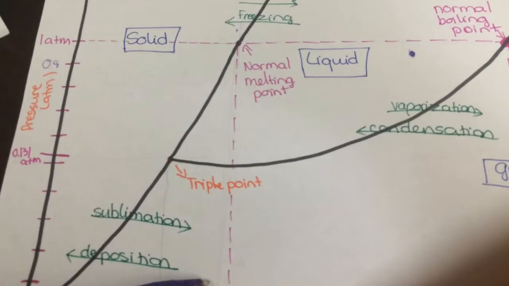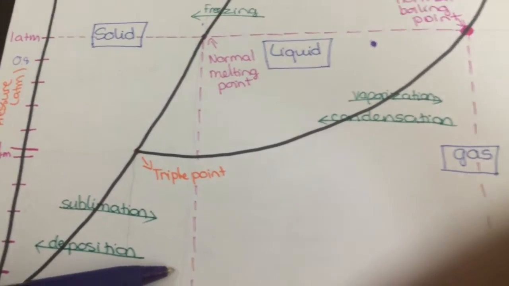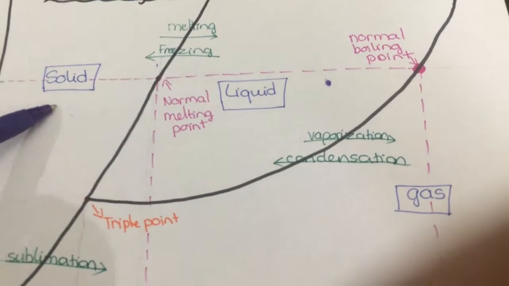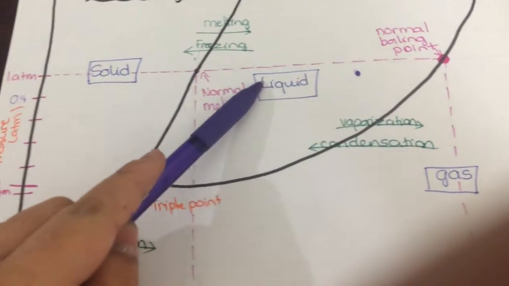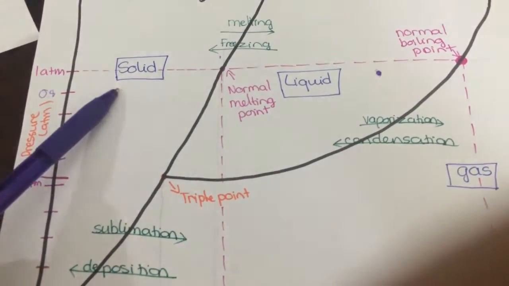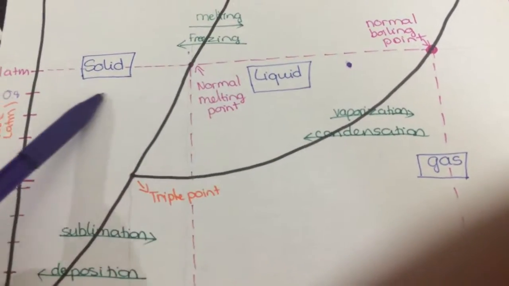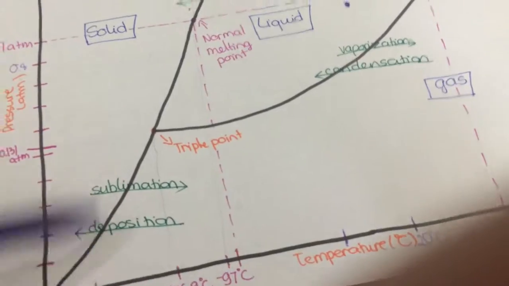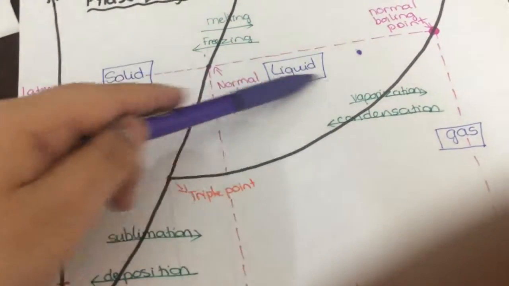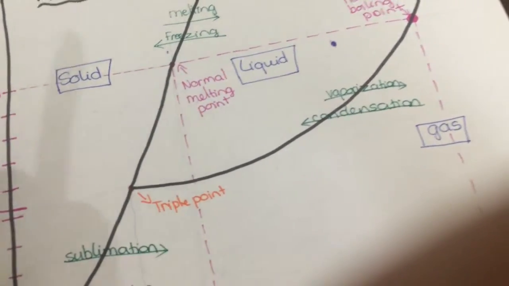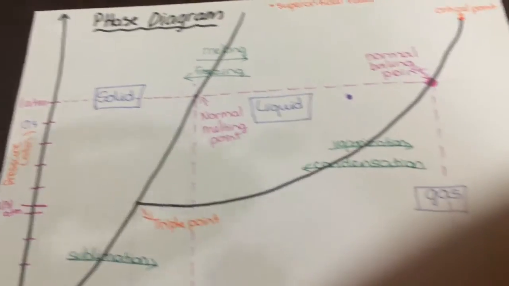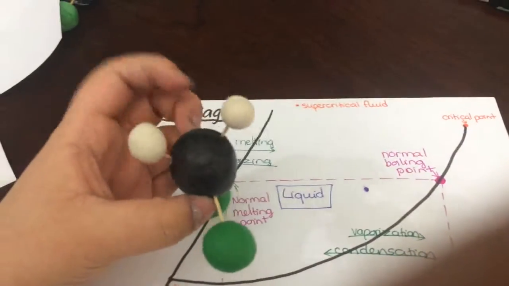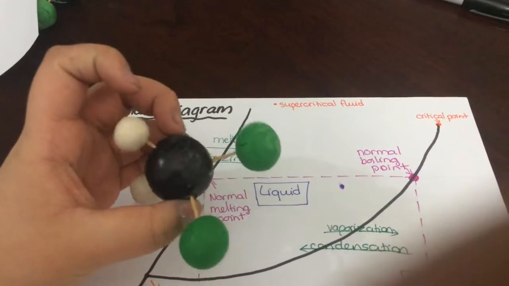If I want my compound to change from liquid to solid without changing the pressure, it has to stay here, and then we move backward. It needs to change the temperature. And then this is the molecule of dichloromethane.